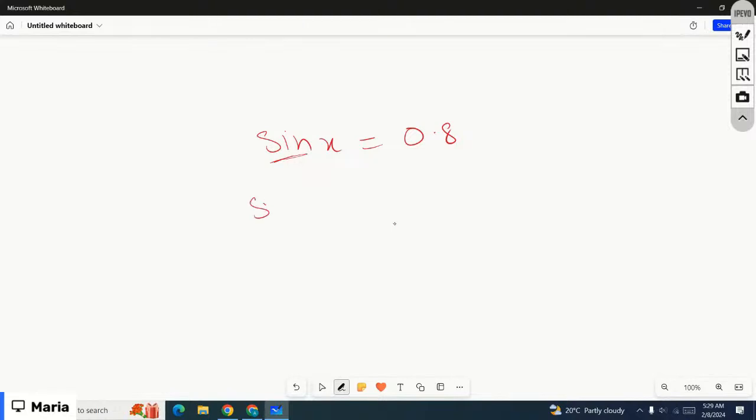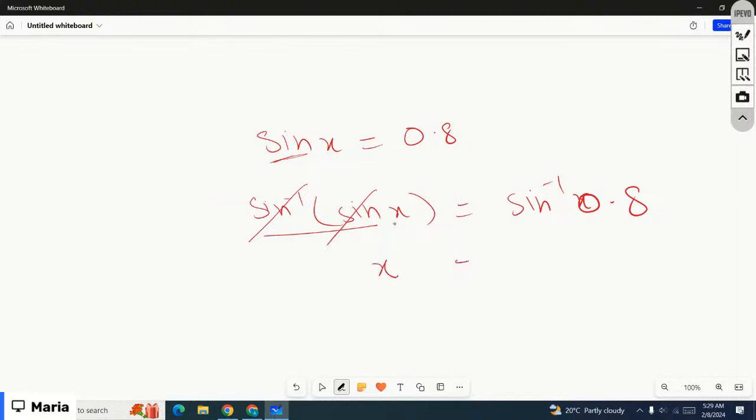So you have to take inverse both sides. This way, sine and sine inverse cancel out each other, right? You are left with just x, and you have to calculate.